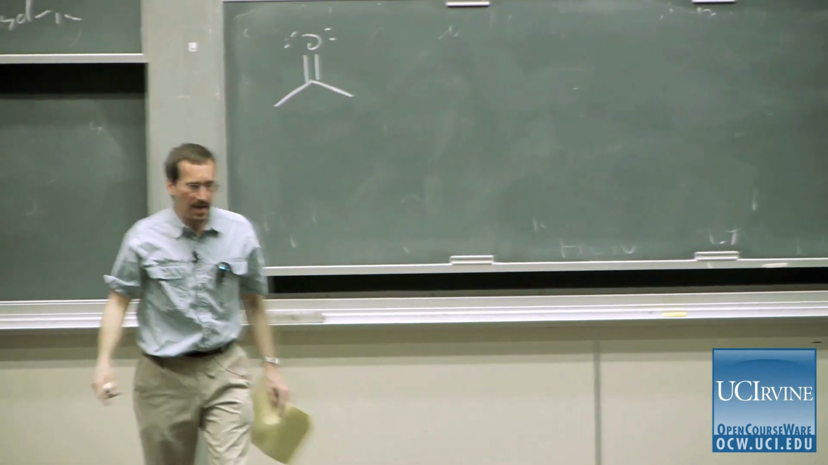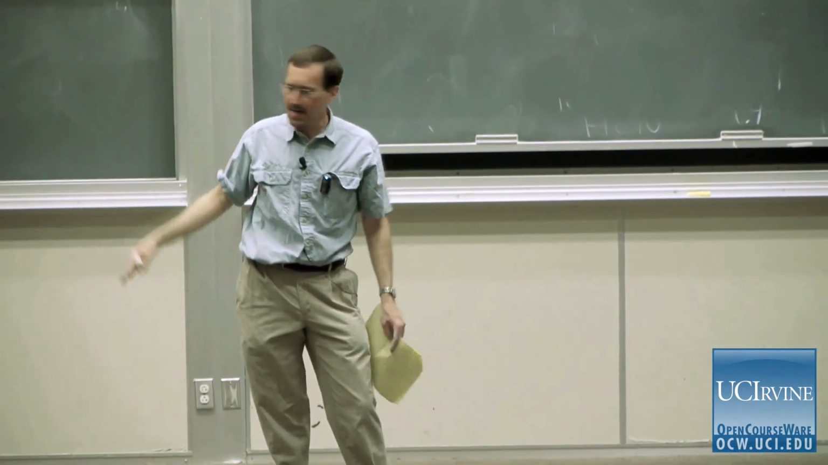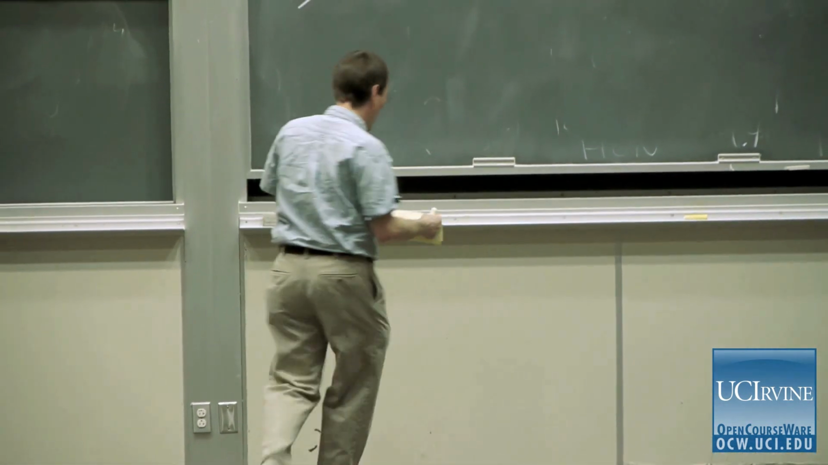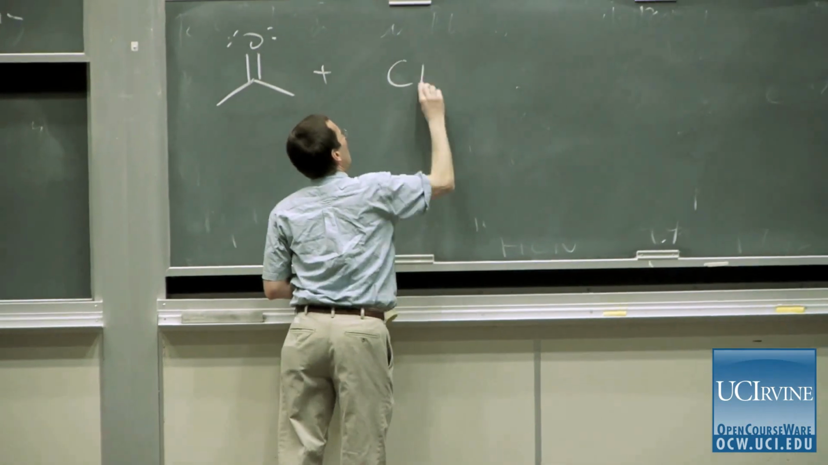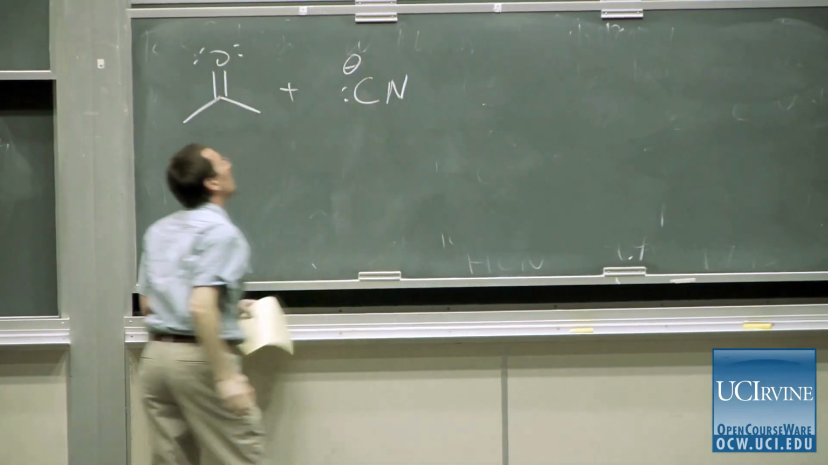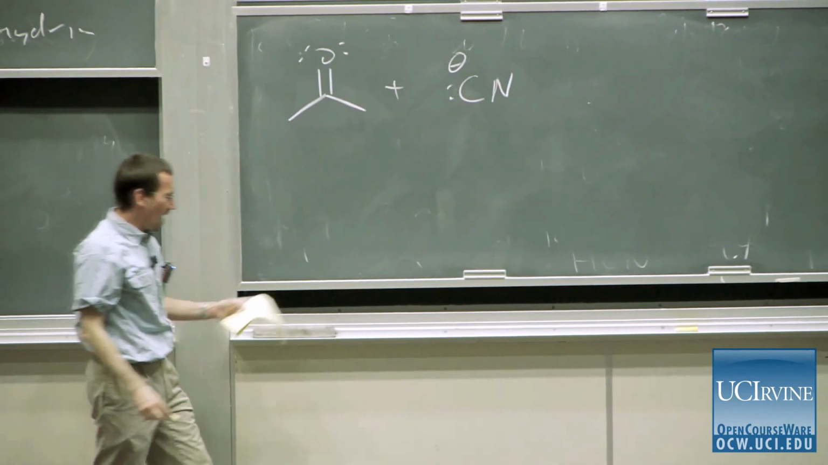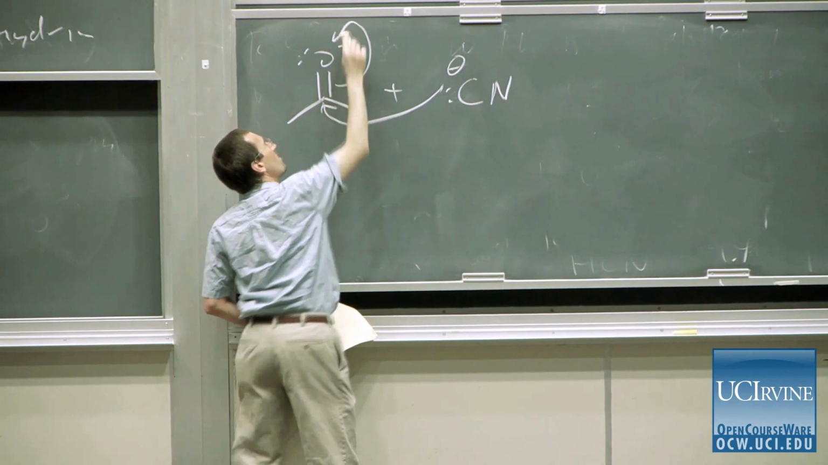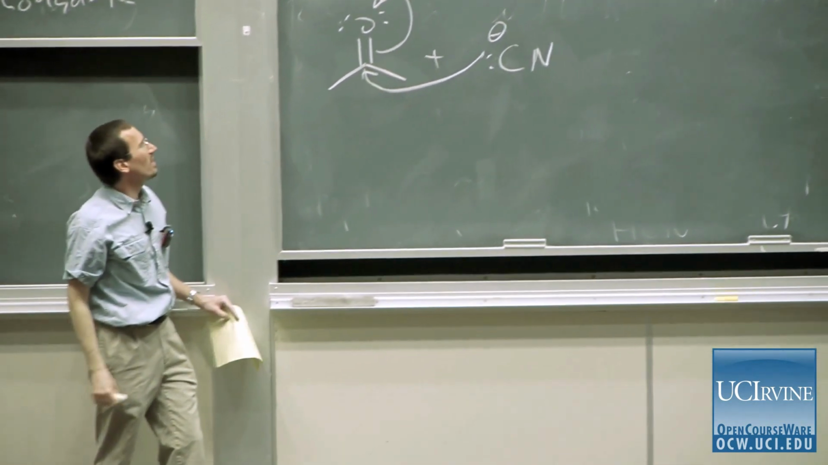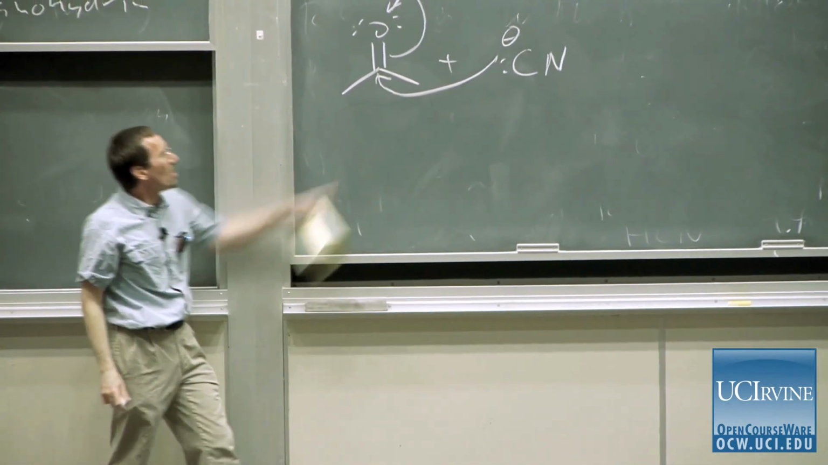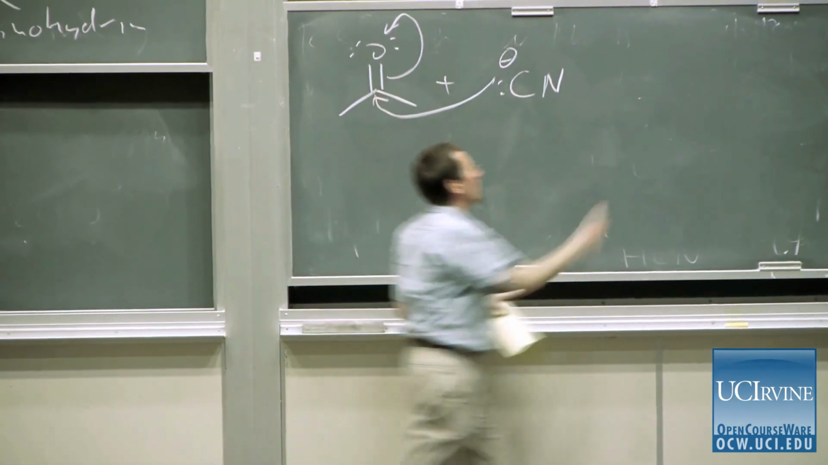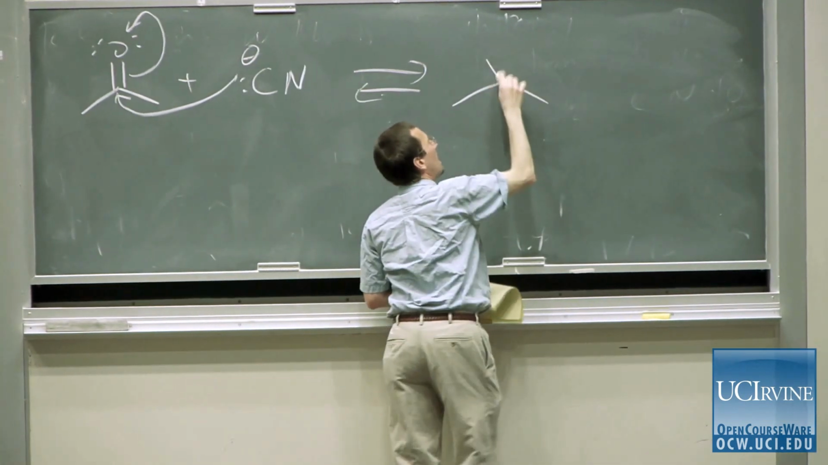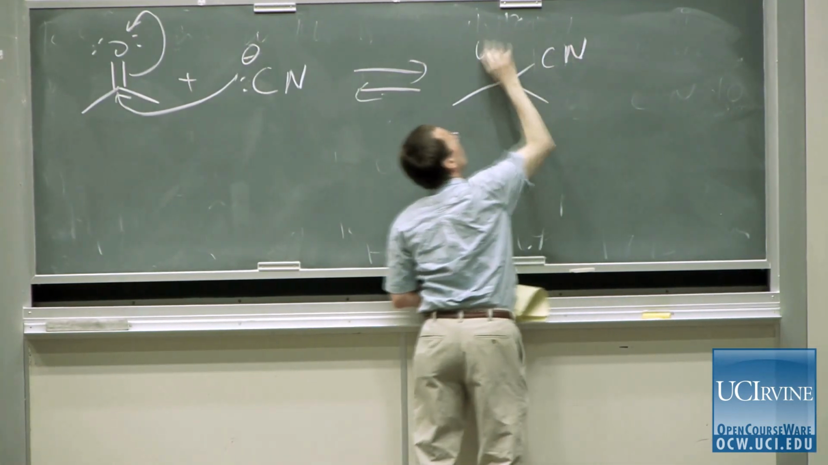So hydrogen cyanide is in equilibrium with cyanide anion. Sodium cyanide and sulfuric acid is in equilibrium with cyanide anion. And so cyanide anion can add to the carbonyl compound like so. Just as we've seen before, electrons flow from the nucleophile to the carbonyl carbon, from the carbonyl double bond up onto the oxygen. You form an anion, an oxyanion.